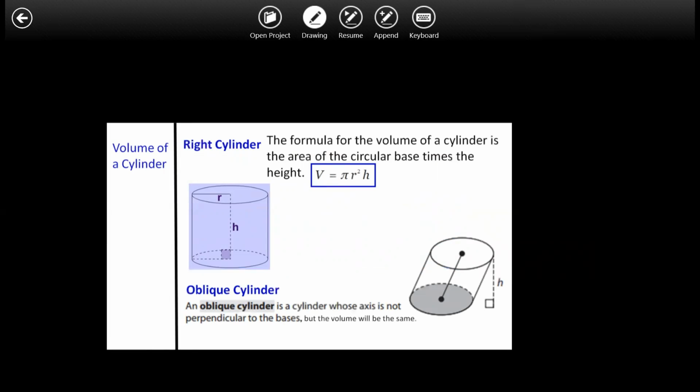We also can use oblique cylinders, which is like the Leaning Tower of Pizza in a way. And it's done the same way. As long as we have the height and the radius, we're going to be able to plug those in. The oblique cylinder is a cylinder whose axis is not perpendicular to the base, but the volume will be the same. So we're going to do 2 examples of these.